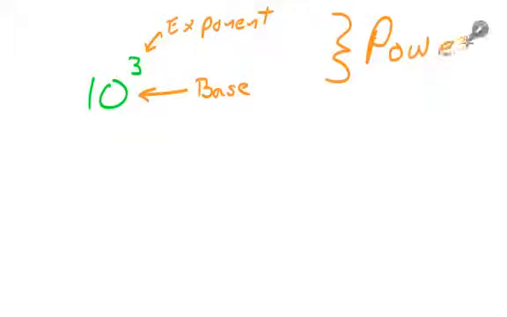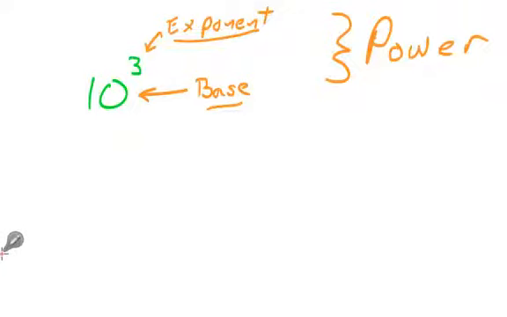It is a power. This whole thing is a power, but the big number on the bottom is the base. The little number on top is the exponent. The exponent just tells you how many times you're going to multiply the base. Okay? So again, I think you've already got this figured out.